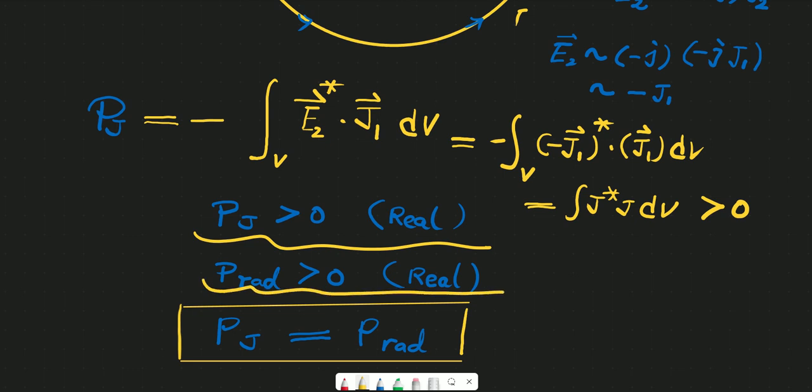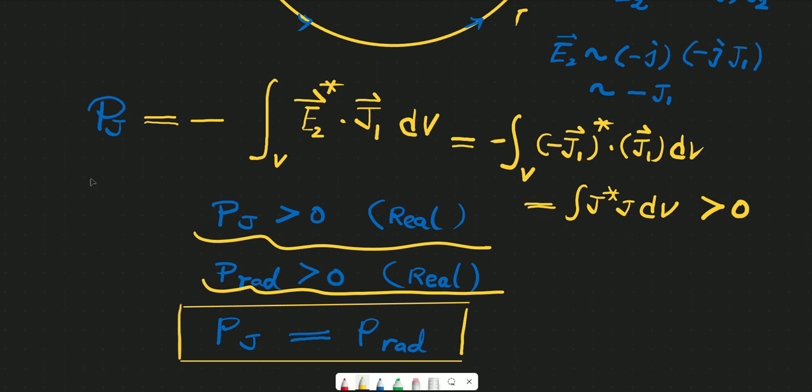That means we have solved the problem. It is possible that P current equals P radiation. The reader can, if not, the reader can do it by yourself to really prove PG equals P radiation.